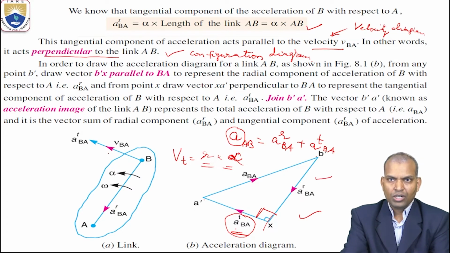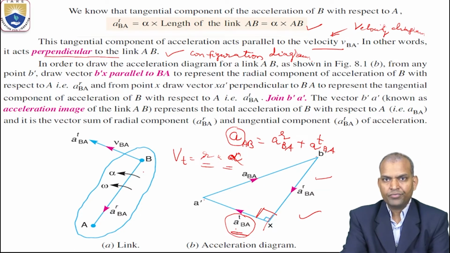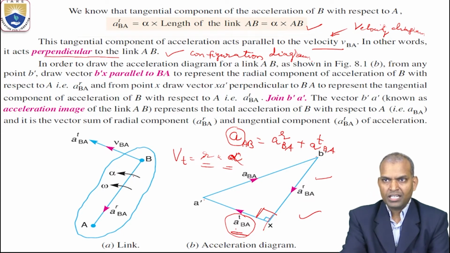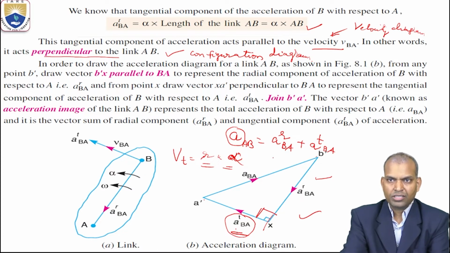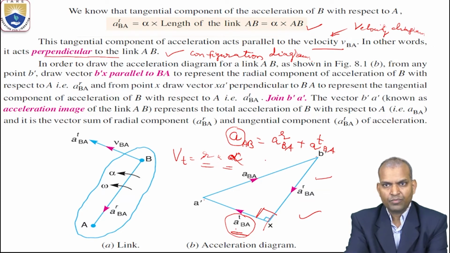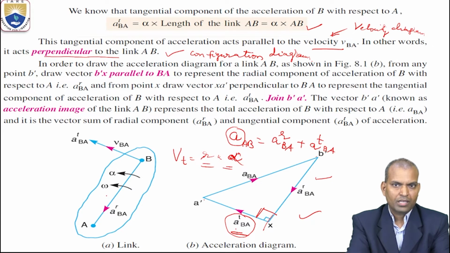Now, the total acceleration of B with respect to A, BA, is the vector sum of the radial component and the tangential component of acceleration. Very important concept of how to draw the acceleration diagram of a link AB.